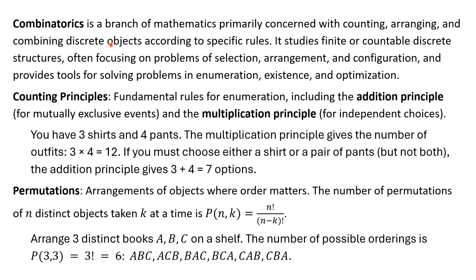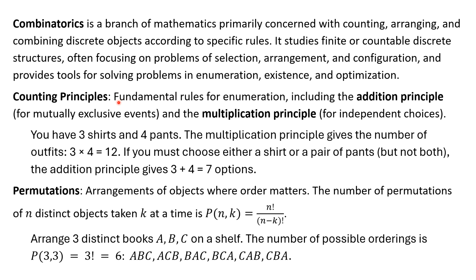Combinatorics is a branch of math primarily concerned with counting, arranging, and combining discrete objects according to specific rules. In the final analysis, what you want to do is count the number of entities in a particular configuration. Now, what makes the problems hard is that some of the descriptions of the configuration are not all that apparent as to what the number of entities are that fulfill the particular arrangement. And we'll see a number of examples here.